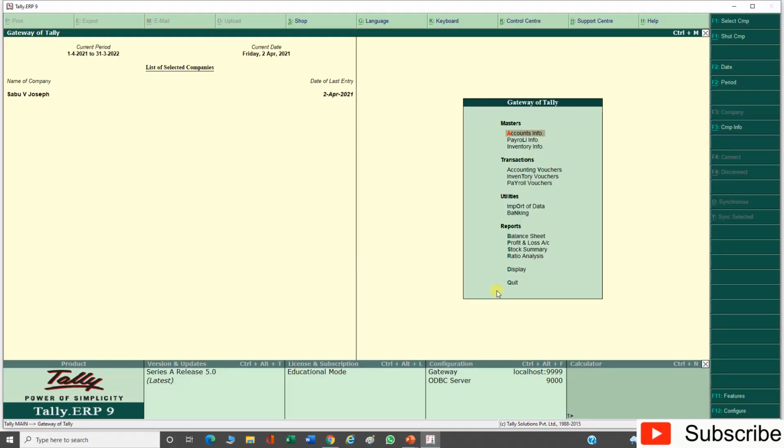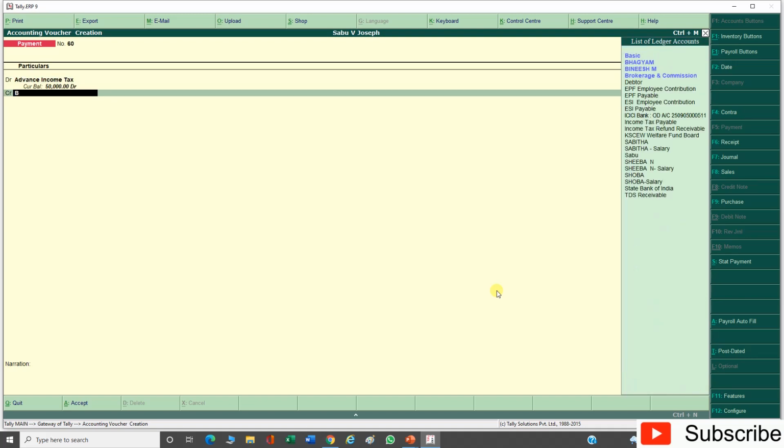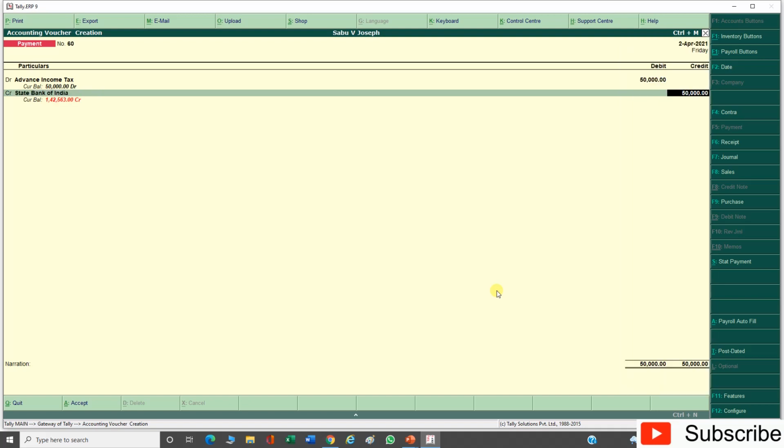Let's go to the first one. Advance income tax account debtor 50,000 to bank rupees 50,000. I already created the ledgers for the same, so I am passing the entries. Advance income tax account debtor 50,000. The credit will be given to the bank. Here I am giving the bank name State Bank of India 50,000.